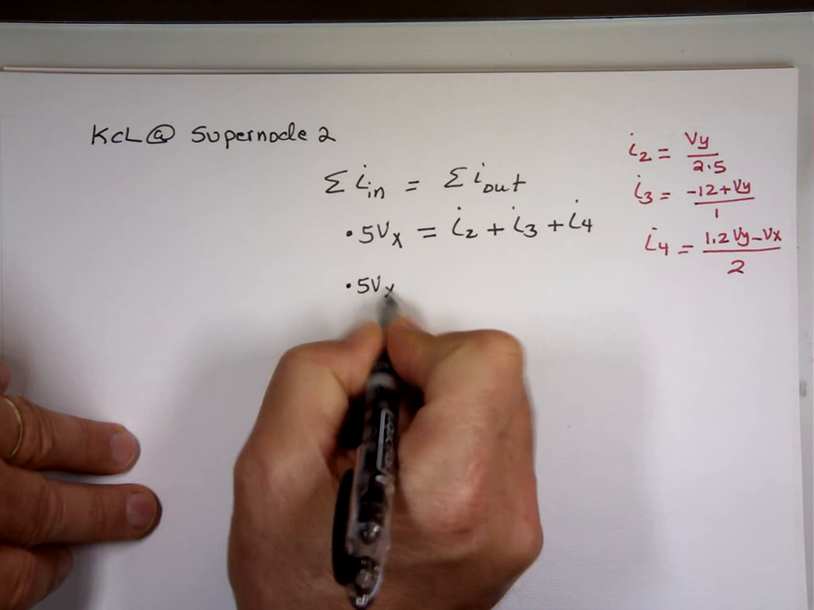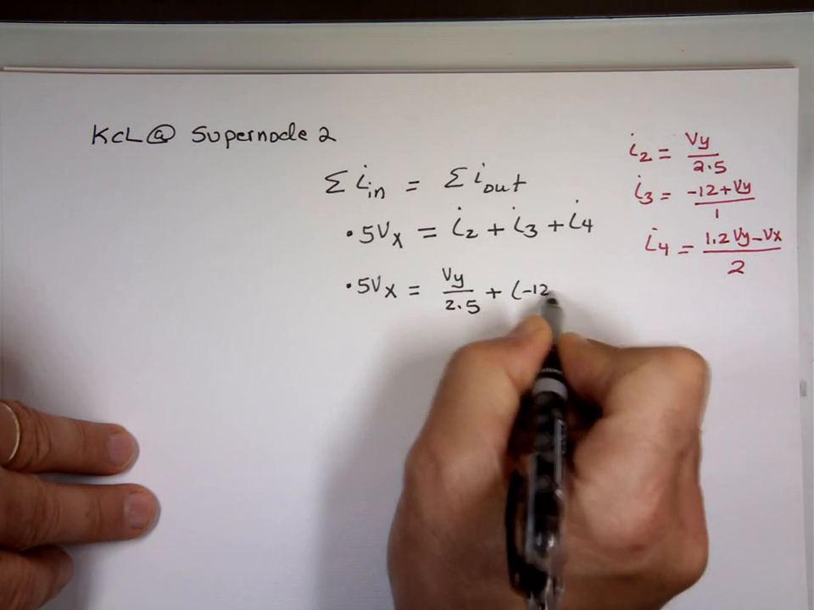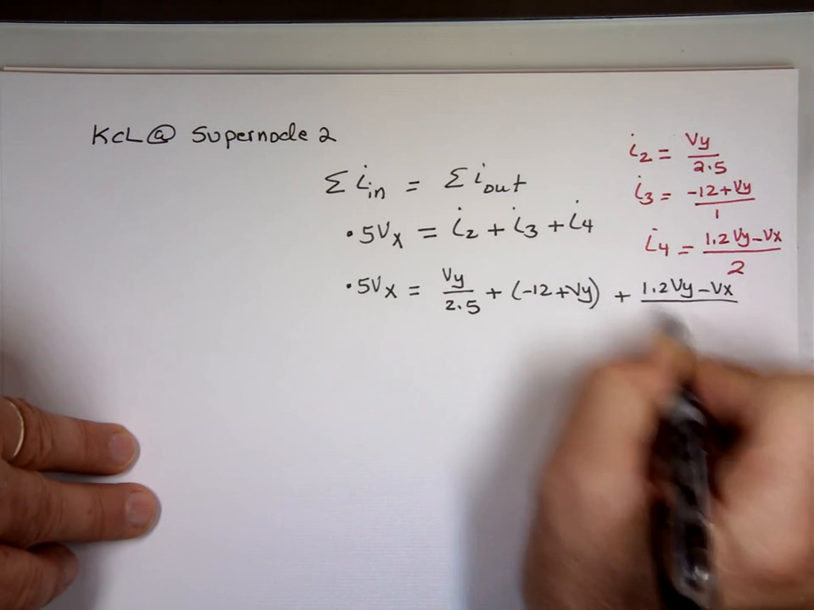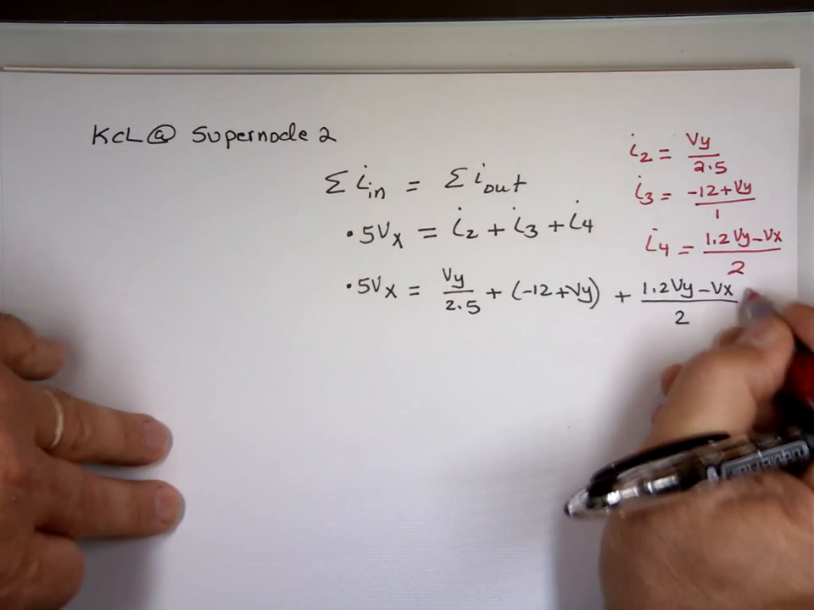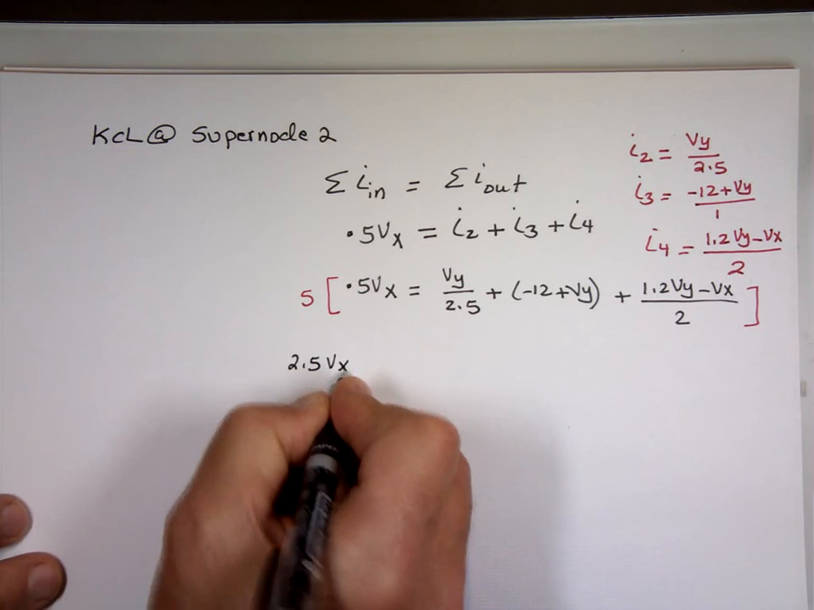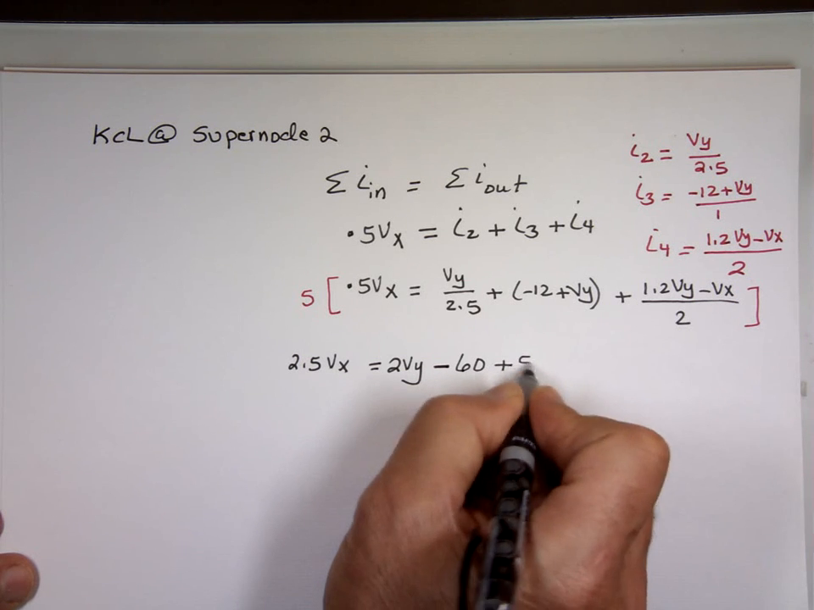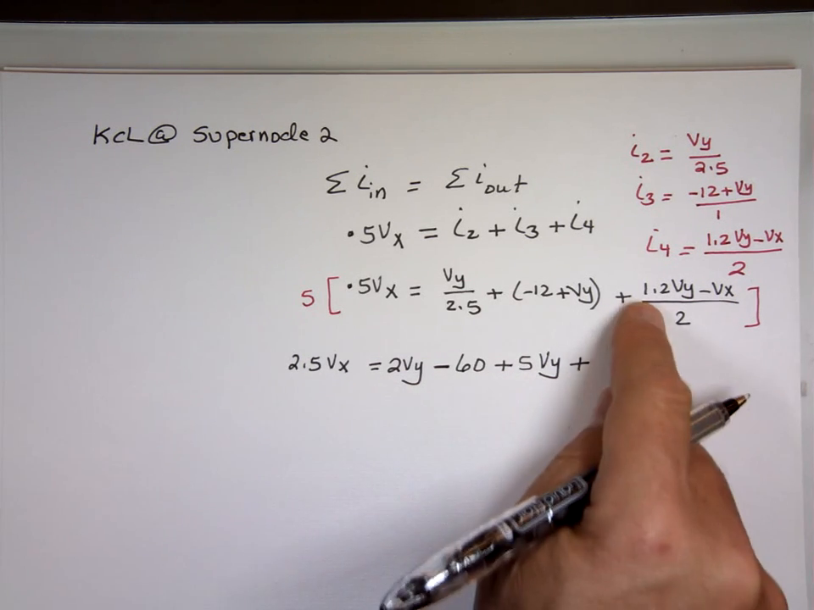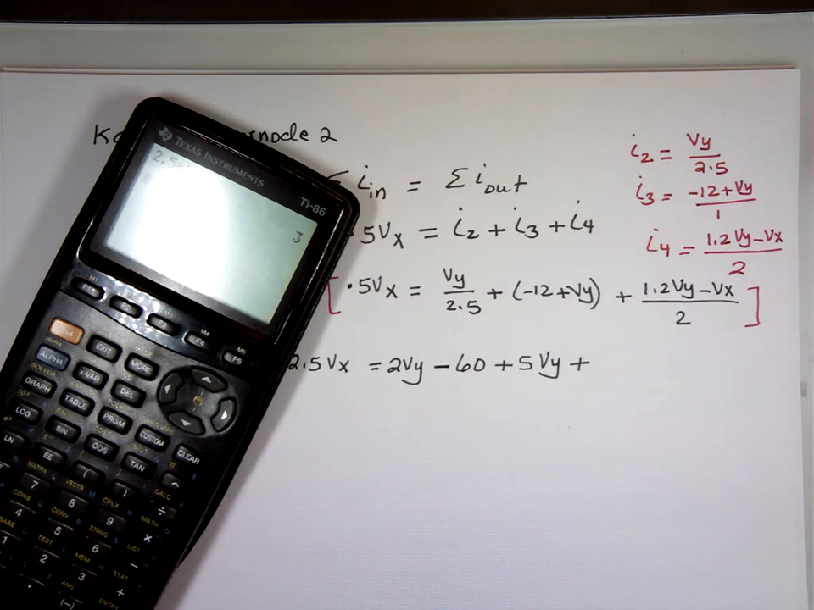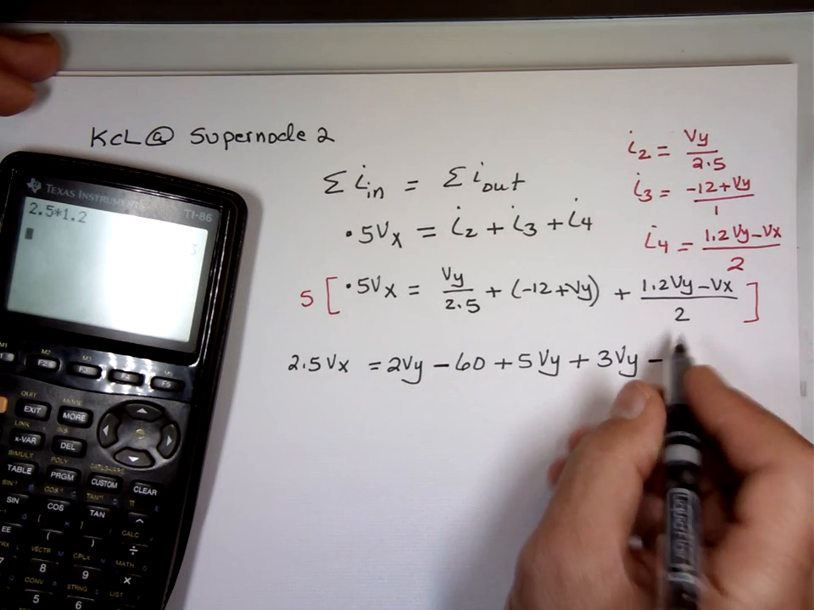0.5 Vx equals I sub 2, Vy over 2.5, plus I sub 3, negative 12 plus Vy, plus I sub 4, 1.2 Vy minus Vx over 2. My LCD for that is what? 5? So 2.5 Vx equals 2 Vy minus 60, right? Plus 5 Vy, plus, this will be 2.5 times 1.2, which is 3. 3 Vy, minus what? 2.5 Vx.